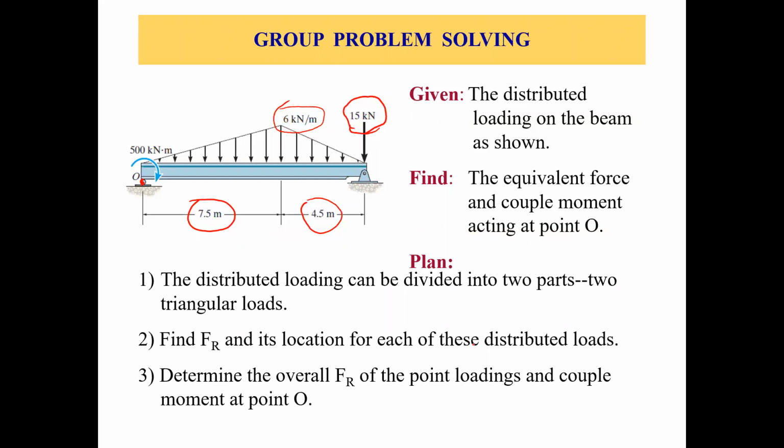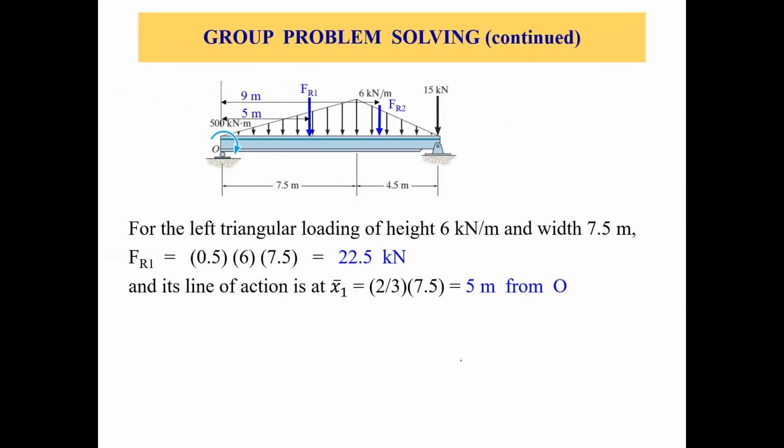The distributed loading can be divided into two parts. We have two triangular portions, right? So just take them one by one. Let's say this one is number one, this one is number two. This is your first part, this is the second part. So just take them one by one and find the resultant force, and then find out the total resultant force if required. Let's see how we do it.